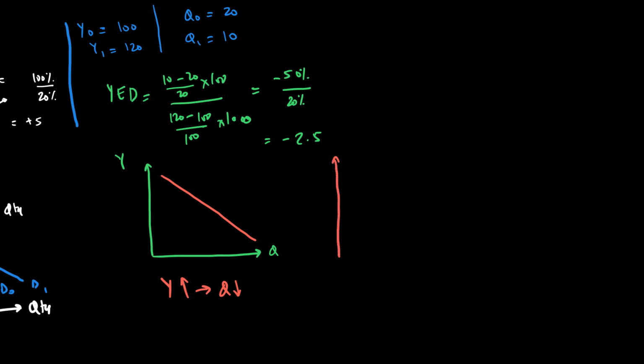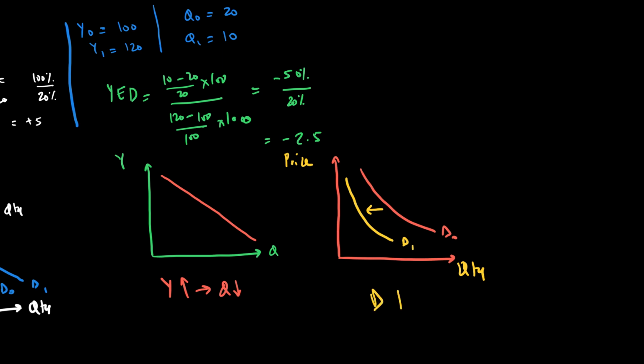In terms of a demand curve, it's a non-price factor, right? So when this is my D naught, a rise in income would mean my demand will fall. So if I have price on my y-axis and quantity on my x-axis, the demand will fall as income rises.